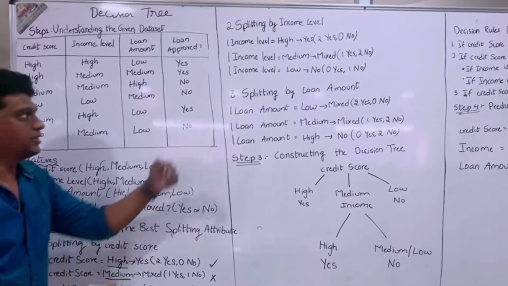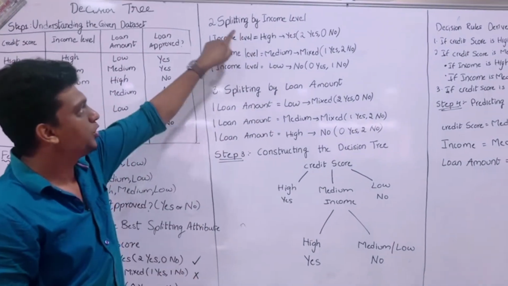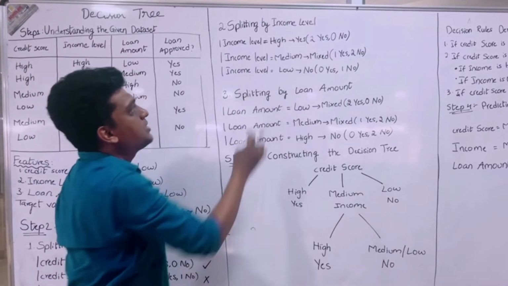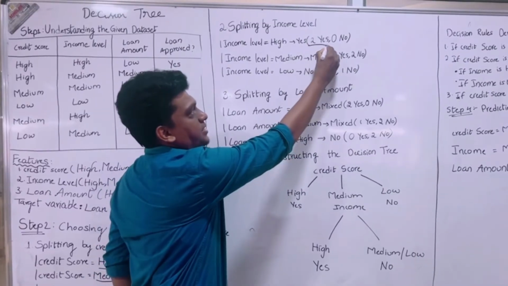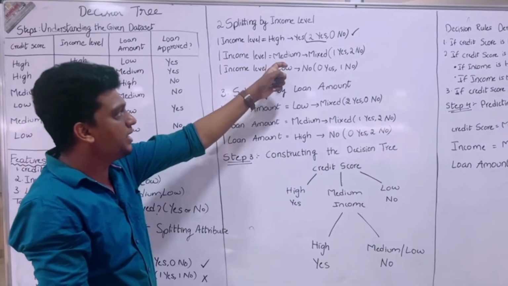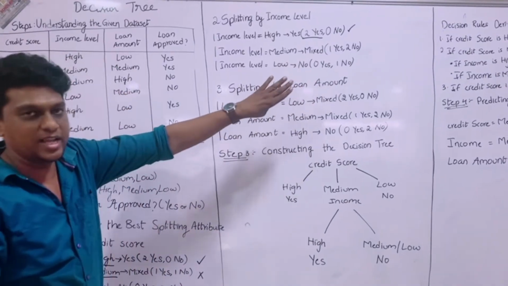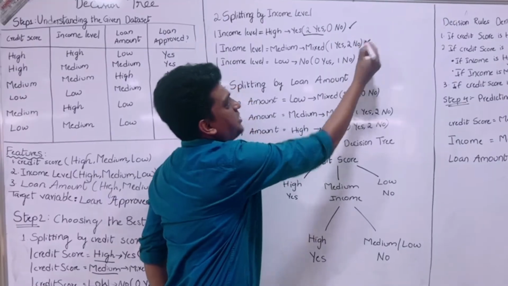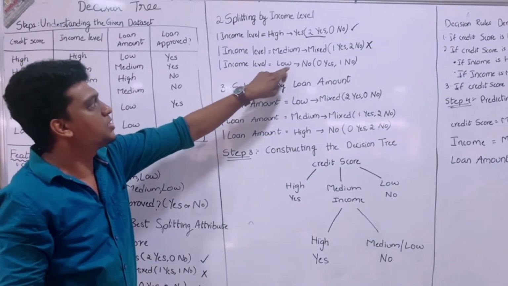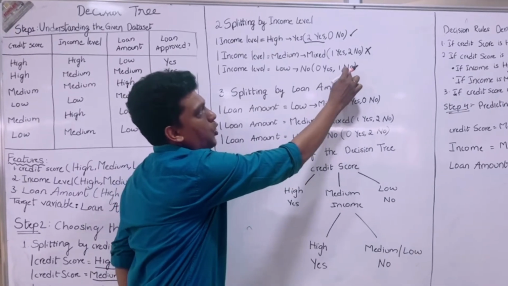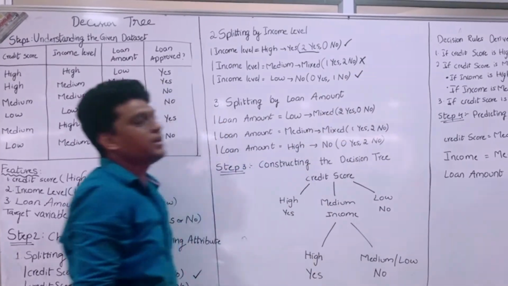Now come to the next attribute. Here we are going to split by income level. When the income level is high, we have 2 yes, so it is a clear state. Then when the income level is medium, we have 1 yes and 2 no's, so it is in a mixed state. When the income level is low, the loan is not approved. So it is no, which is somewhat of a clear state.